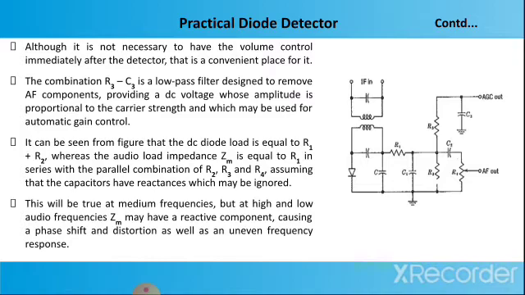It can be seen from the figure that the DC diode load is equal to R1 plus R2, whereas the audio load impedance Zm is equal to R1 in series with the parallel combination of R2, R3 and R4, assuming that the capacitors have reactances which may be ignored. This will be true at medium frequencies, but at high and low audio frequencies, Zm may have a reactive component causing a phase shift and distortion as well as an uneven frequency response.